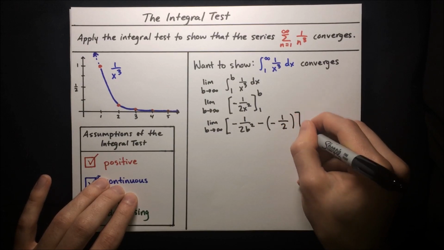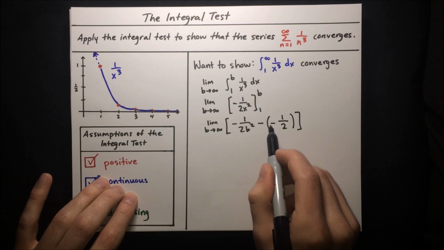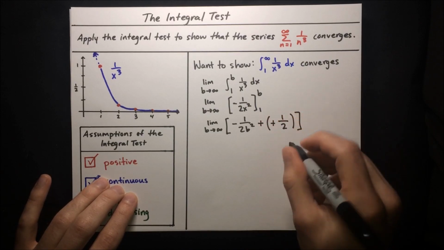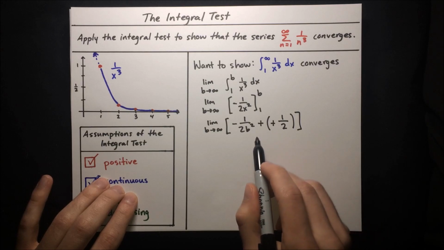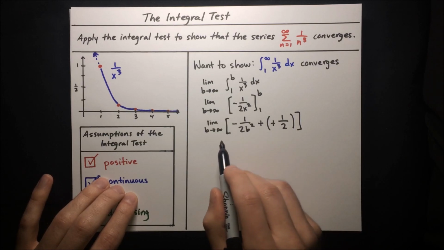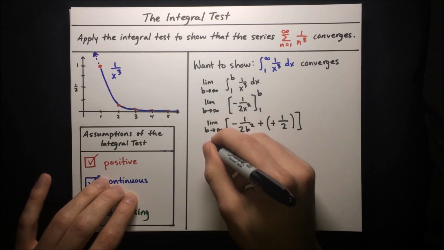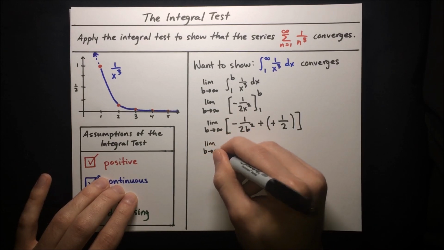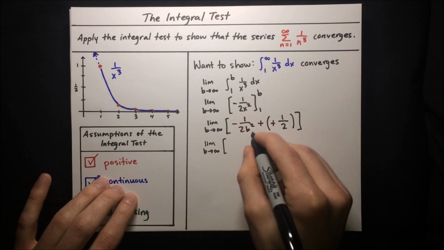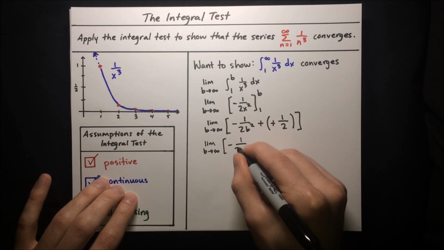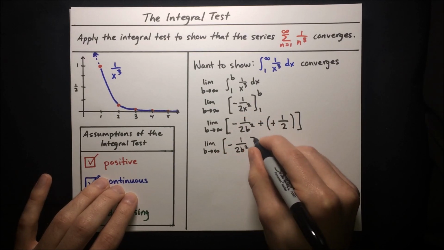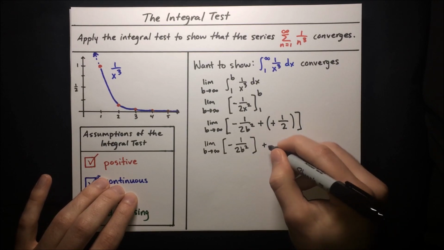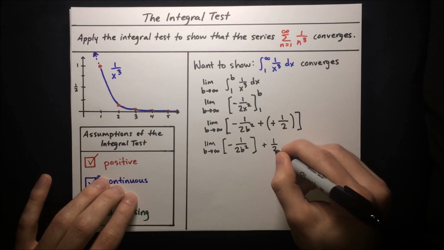Okay, so here we've got a negative and another negative. A double negative just makes a positive, so let's change those to positive signs. And then we can go ahead and take our limit. Let's break it up. So limit of the first part, limit as b goes to infinity, of this term here, negative 1 over 2b squared, and then plus limit of the other term. Well, the other term is just a constant, so limit of that is just itself, 1/2.